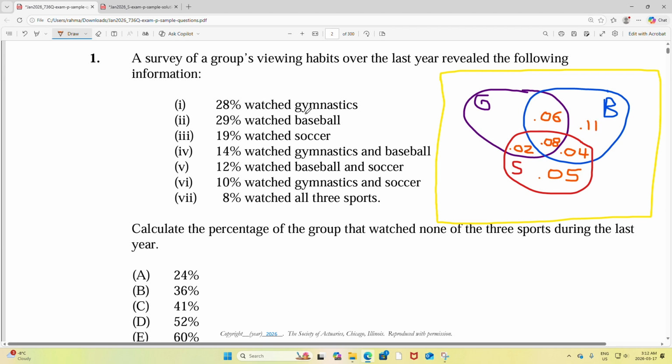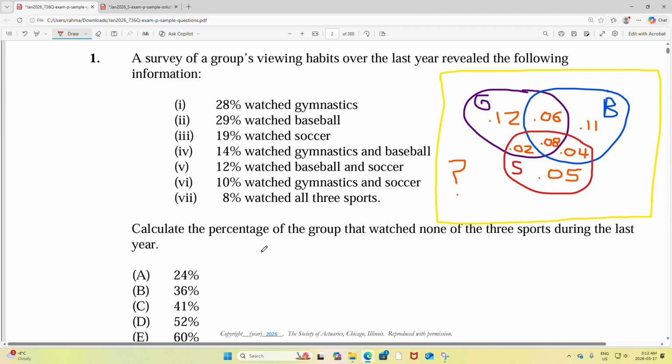And finally, 28% watch gymnastics. So here's gymnastics, 8 and 6, 14. That gives 16 here. So that leaves 12, I think. Yeah, okay. And the question is, what percentage of the group watched none of the three sports? Well, all of these probabilities have to add up to 1. We've filled out all these sections, so what's left out here is what we want to know.